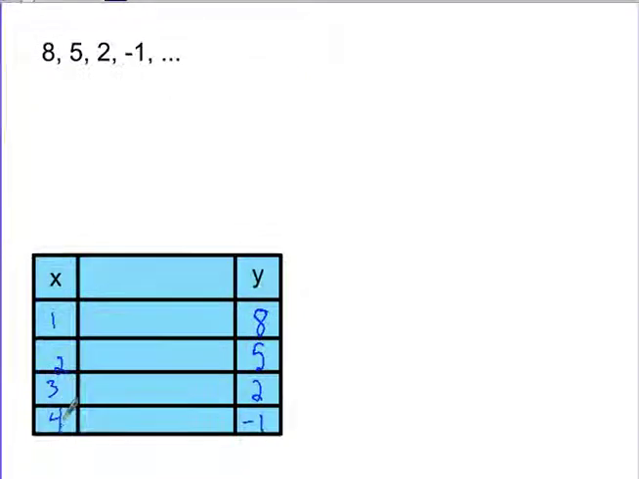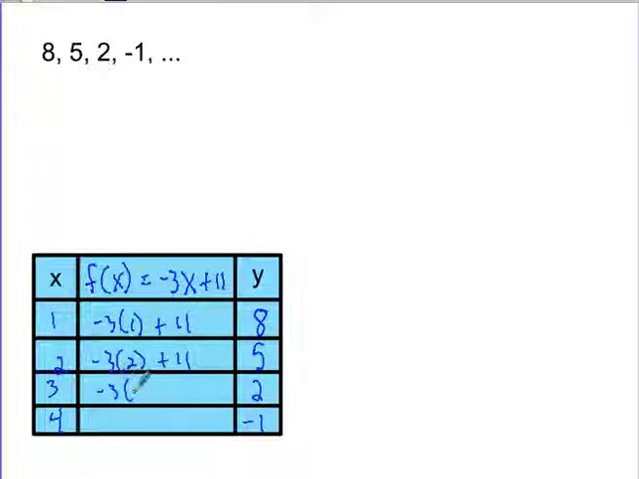And since it's going down by 3, we're going to multiply by a negative 3. Negative 3x. So negative 3 times 1 is negative 3. And then what do I do to get to 8? Plus 11. See if it works. So negative 3 times 1 plus 11 is 8. Negative 3 times 2 is negative 6 plus 11 is 5. It works, okay?